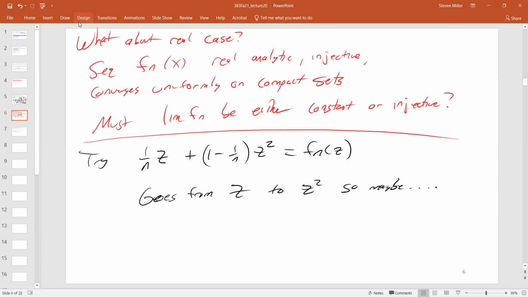Well, that's the whole point, I'm trying to have it converge to something that's not injective. It starts off at z, which is injective, and then it converges to z squared, which is not injective. Okay, but maybe I restrict my interval. But there's got to be a really obvious reason why this doesn't work.